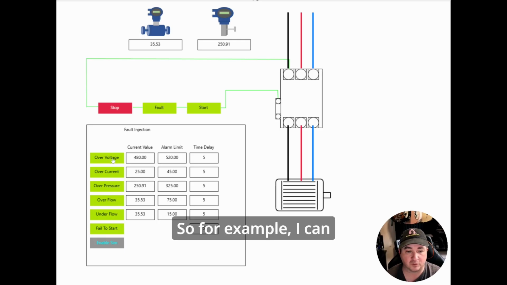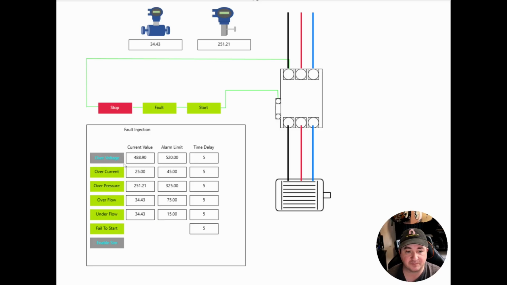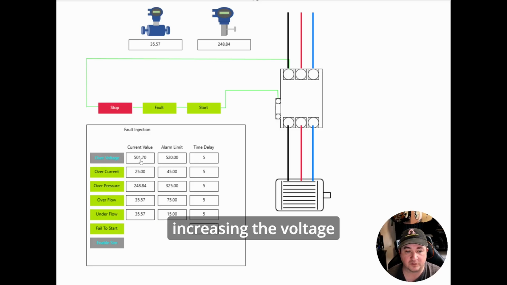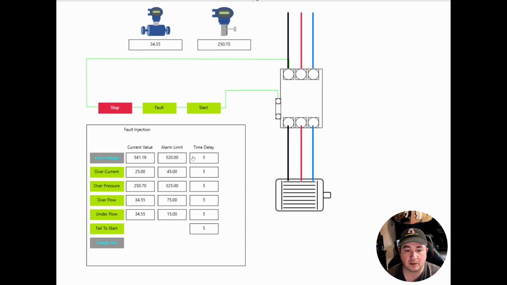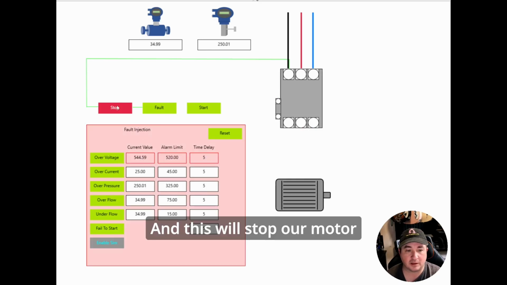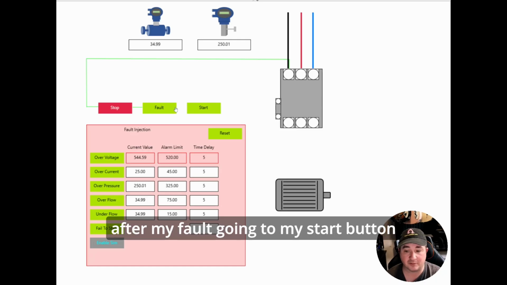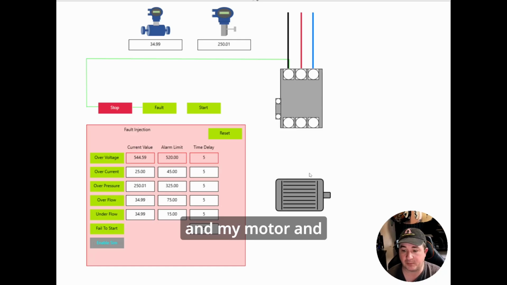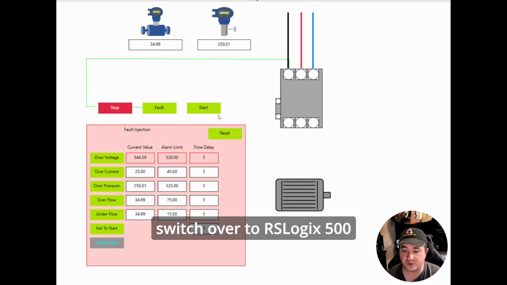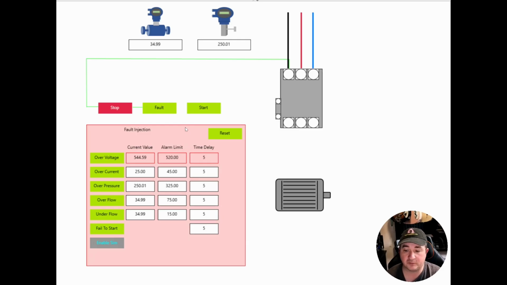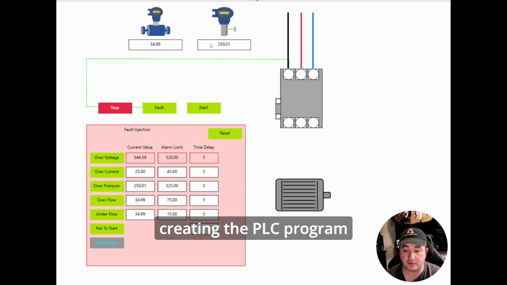So for example, I can inject an over voltage condition, and this will start increasing the voltage until it is above the alarm limit, which will then start a timer based on this time delay. And we'll see a fault, and this will stop our motor, and you can see that I no longer have continuity after my fault going to my start button, and my motor and contactor are both de-energized. Okay, so now we will switch over to RSLogix 500 to show the process of creating the PLC program to run this code.